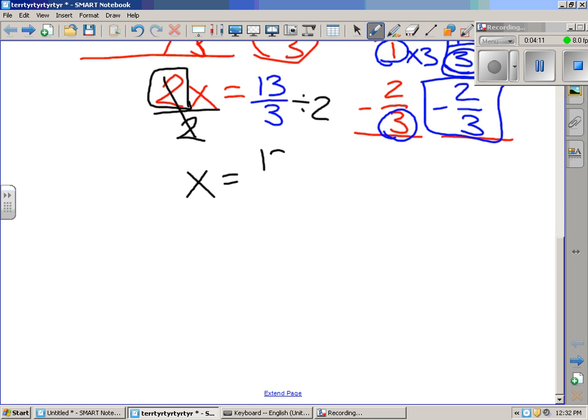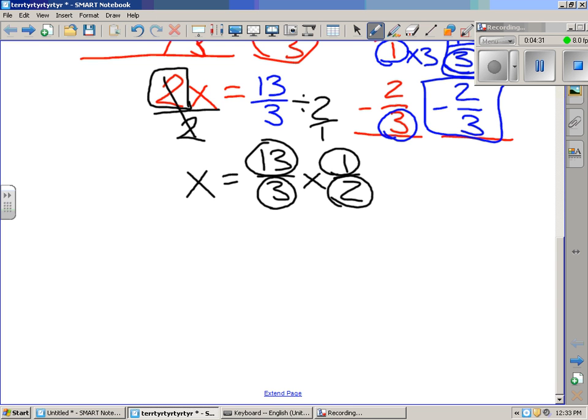On the right side, I keep, I change, I flip. So this was 2, or 2/1, and you flip it because you don't divide fractions. You've got to change it to multiplication. So over here, there's nothing that we can cross cancel. 3 and 1 don't have anything in common, so we're going to go ahead and multiply across. 13 times 1, you get 13. 3 times 2, you get 6.